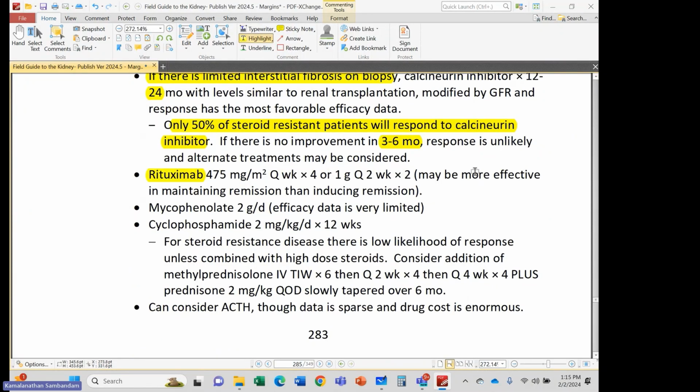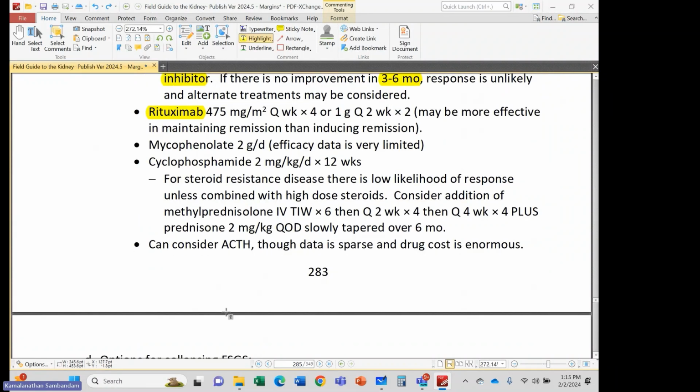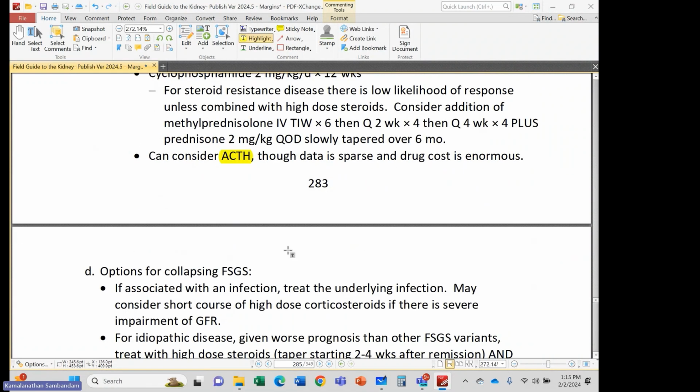Rituximab is a treatment option. Once again, maybe it's more effective with maintaining remission rather than inducing remission. Mycophenolate data is very limited. Cyclophosphamide data also limited. There's a drug out there, Acthar. I've never prescribed Acthar. Keep in mind that it's somewhere around $600,000 for 6 months of Acthar. So you get nice dinners over Acthar, but really, think about it when you want to use it.